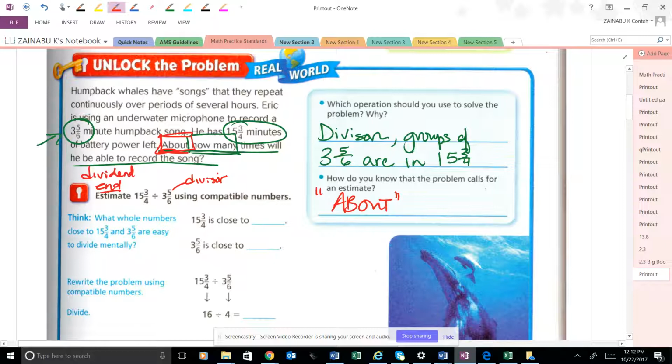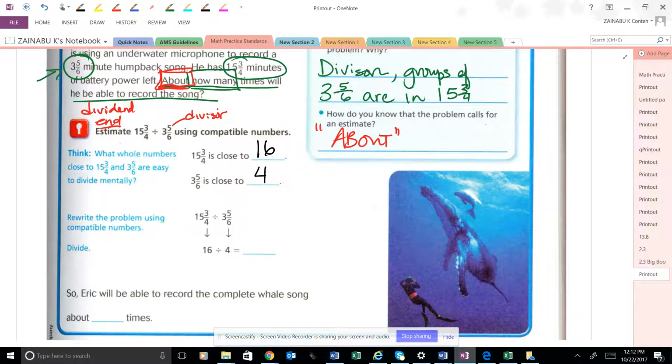And we're going to look at seeing what's closest to 15 and 3/4. Well, I know 3/4 is very close to 4/4. It's 0.75 as a decimal equivalent. So I think 16 is a fair compatible number for 15 and 3/4. Now, if I make this 16, I really want to be mindful of what I then make the divisor. The divisor is 3 and 5/6. Well, 5/6 is only 1/6 away from 6/6, which is a whole. So that's very close to 4.